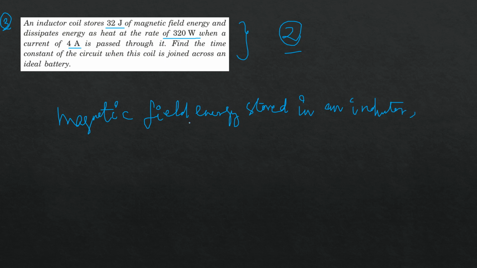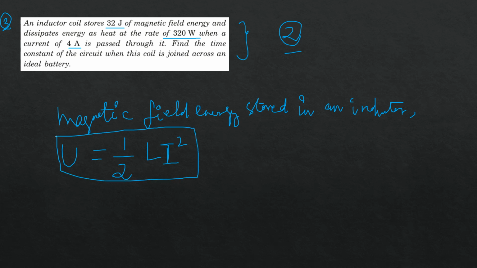Okay. What is it? Magnetic field energy. U is equal to half L i square. See, these formulas you have to remember. Make a formula notebook and write all the formulas first, so that whenever you're solving questions, if you don't remember, you can see it immediately. You don't have to rush through the book again. So magnetic field energy stored in an inductor is U is equal to half L i square.